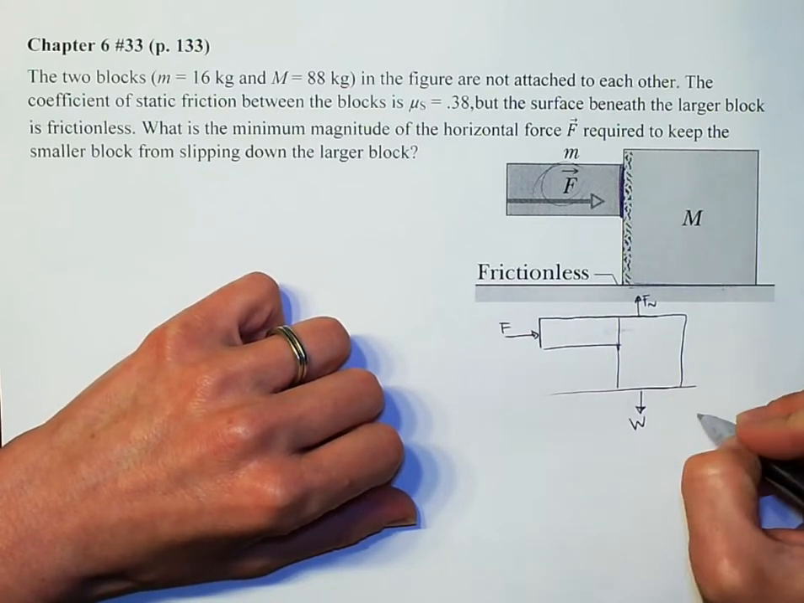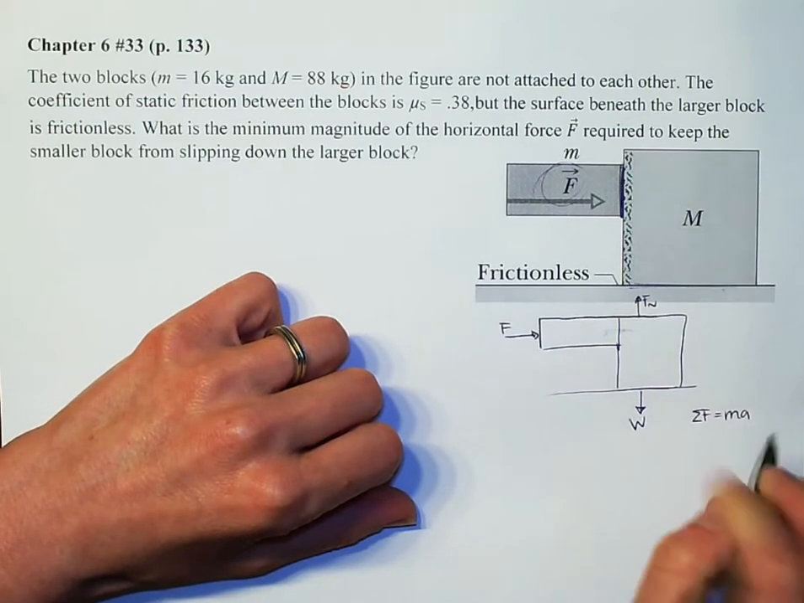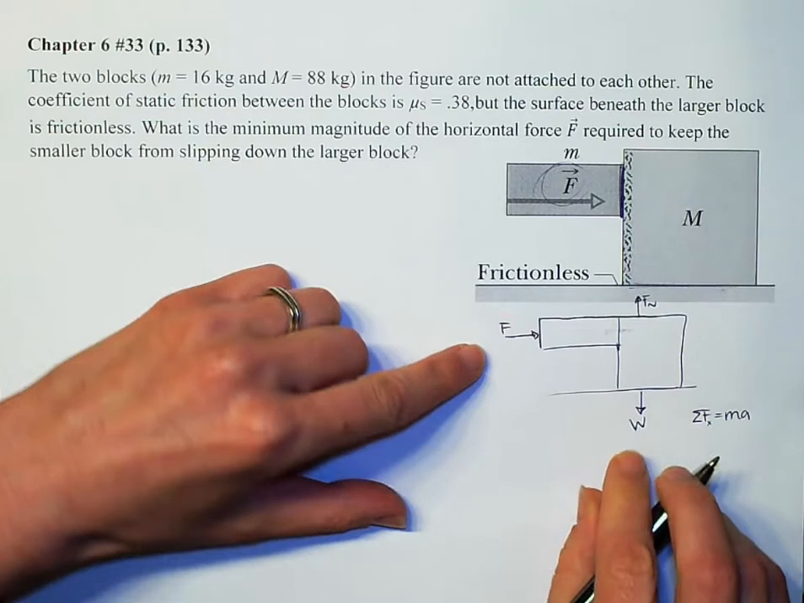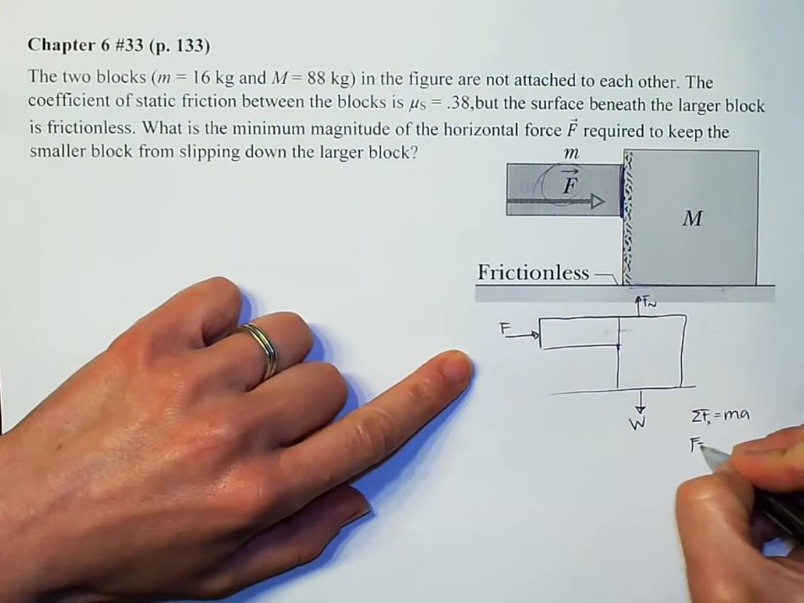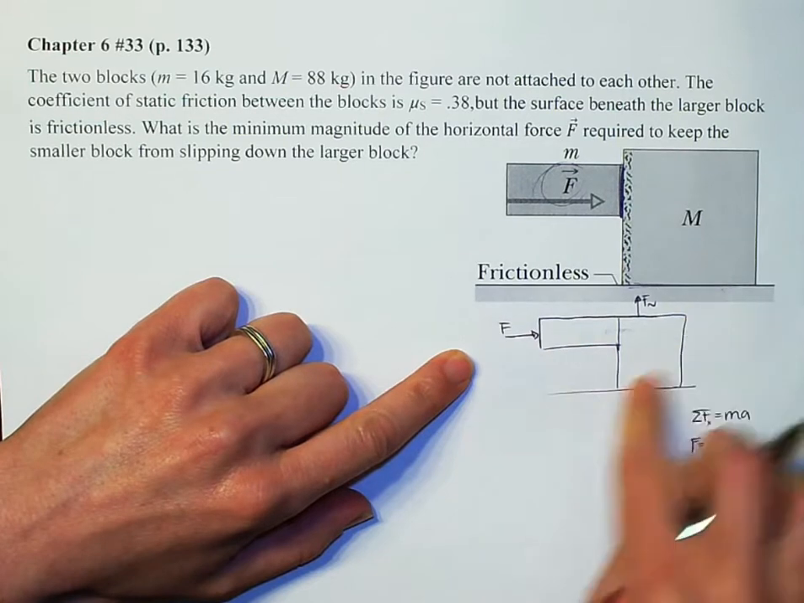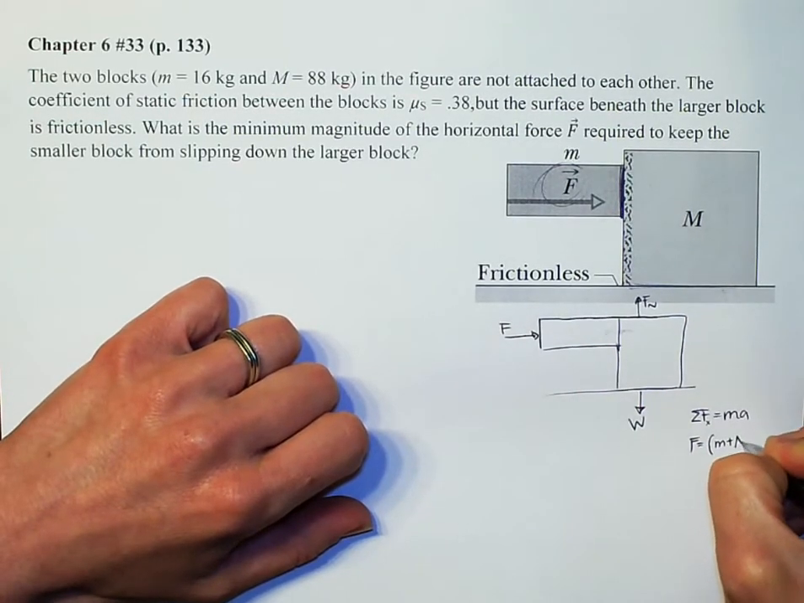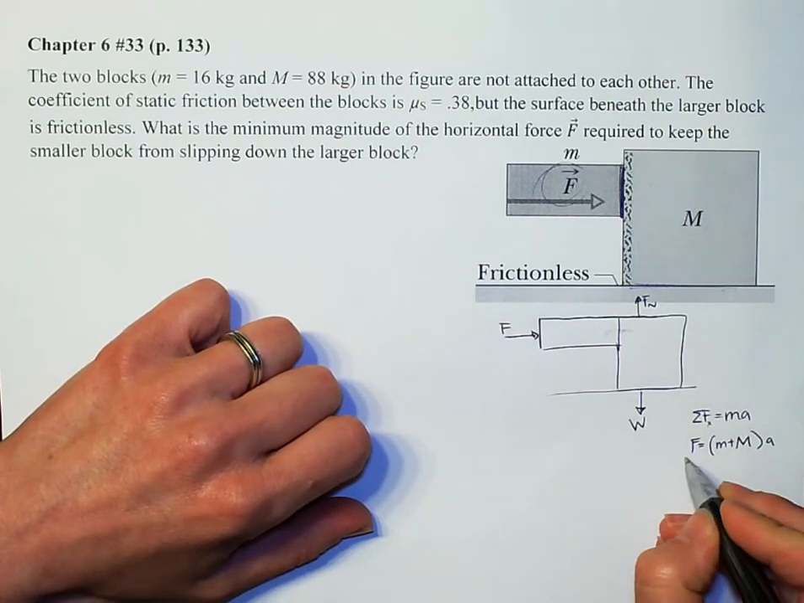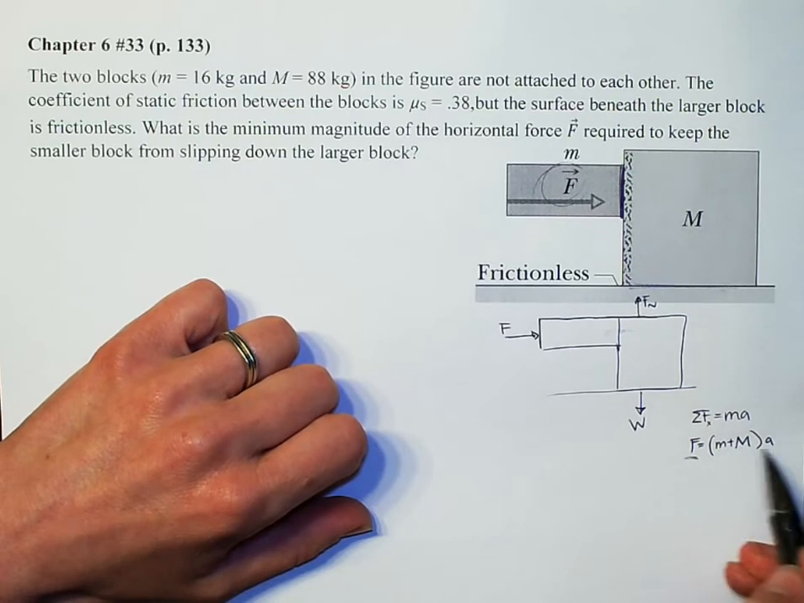And so then, as per usual, I know that F equals ma. And so I'm going to sum the forces in the x direction. And we notice the only force in the x direction is that force F. So F equals, but then of course, since our system is the whole thing, that's going to be m plus M times a. Now, this is what we ultimately want to solve for. And we know little m, we know big M, we don't know acceleration.